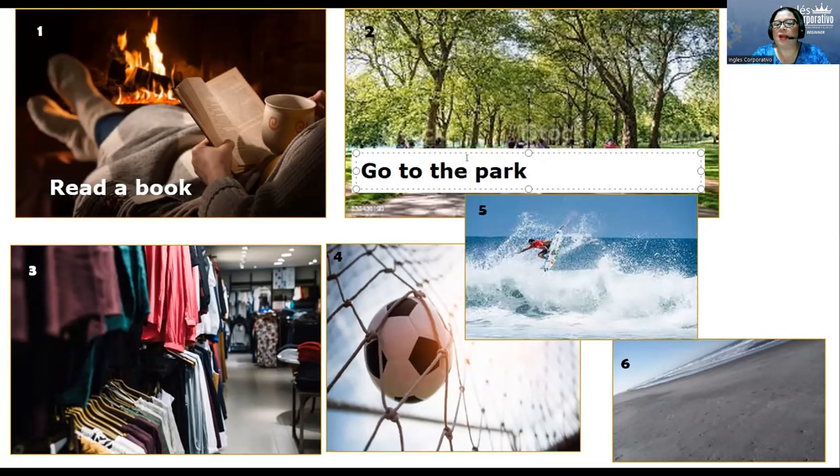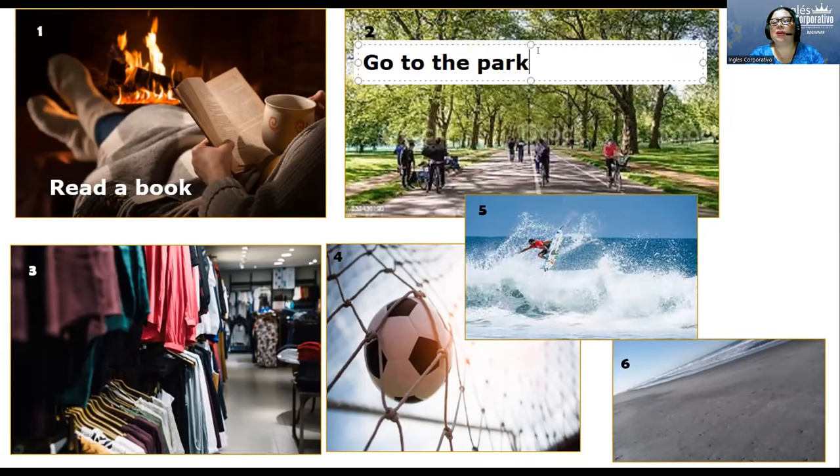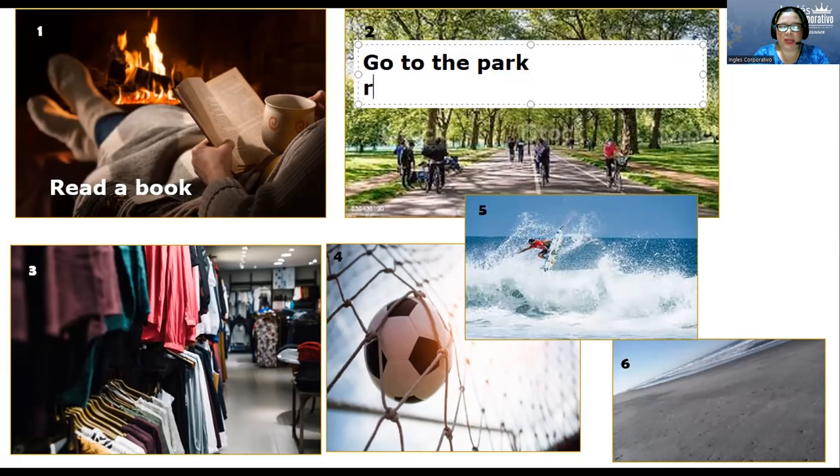Okay? Pero vemos que andan en bicicleta, ¿verdad? They are riding bicycles. Entonces podemos poner también ride a bicycle. All right? Ride a bicycle. Y la forma corta para decir bicycle es bike. Así. Ride a bike.